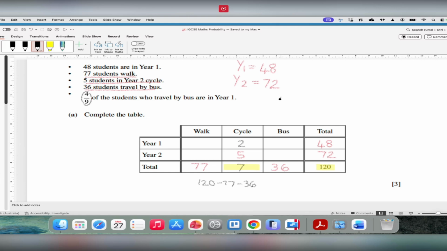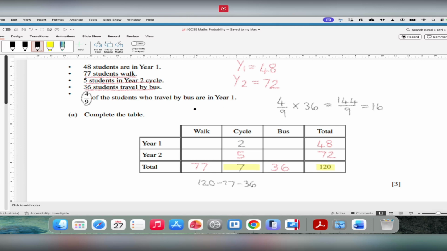Okay, now they also tell us that 4/9 of the students who travel by bus are in year 1. So now we have to do a multiplication sum. So now we say 4/9 times how many students take the bus? 36 is equal to what? What is 4 over 9 times 36? 4 times 36 is equal to 144, and we have to divide that by 9. What is 144 divided by 9? That is equal to 16.